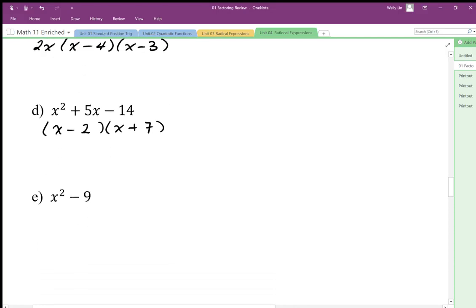Here we're looking for two numbers that multiply to negative 9 and the x's cancel out. Well, that is a special type. We need conjugate pairs here. Okay, so we need to have x plus 3, x minus 3, and the plus 3 and minus 3 cancel out, so that's why we have no x term in here.